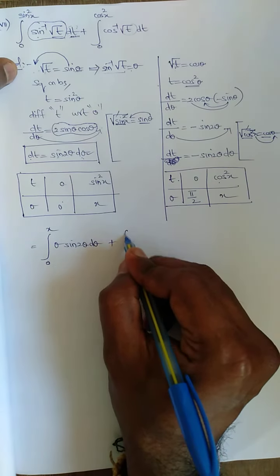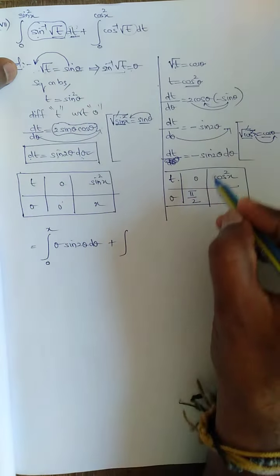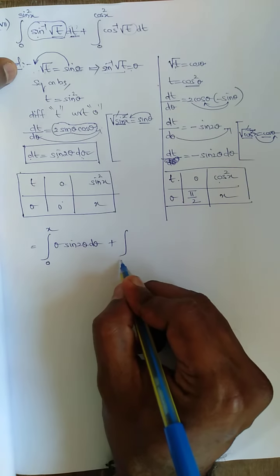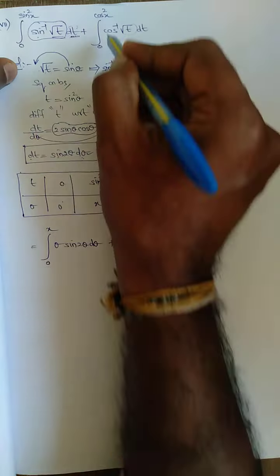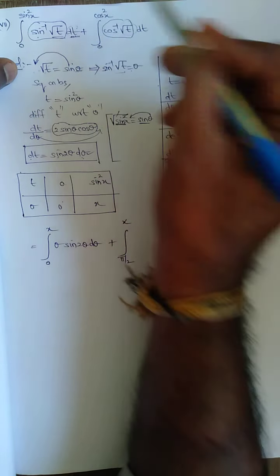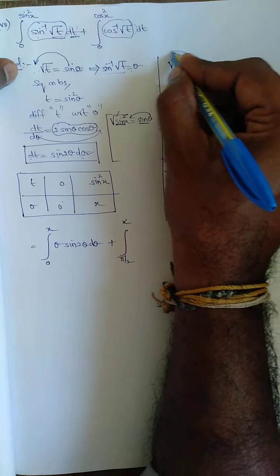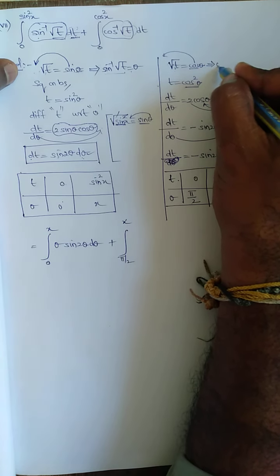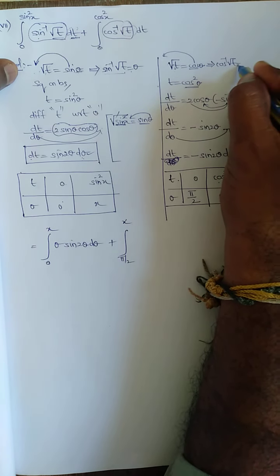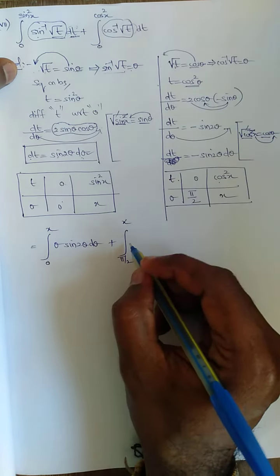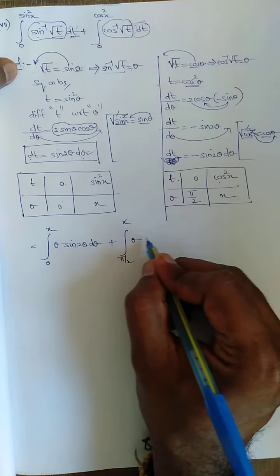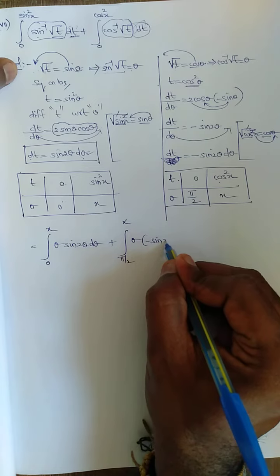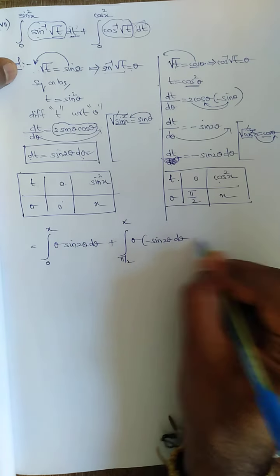plus integration 0 to cos square x. 0 to cos square is nothing but pi by 2 to x, pi by 2 to x. The same with cos inverse of root t: I can bring cos to this side, so what does it become? Cos inverse of root t is equal to theta. So theta, what is the dt? dt is nothing but minus sine 2 theta into d theta.